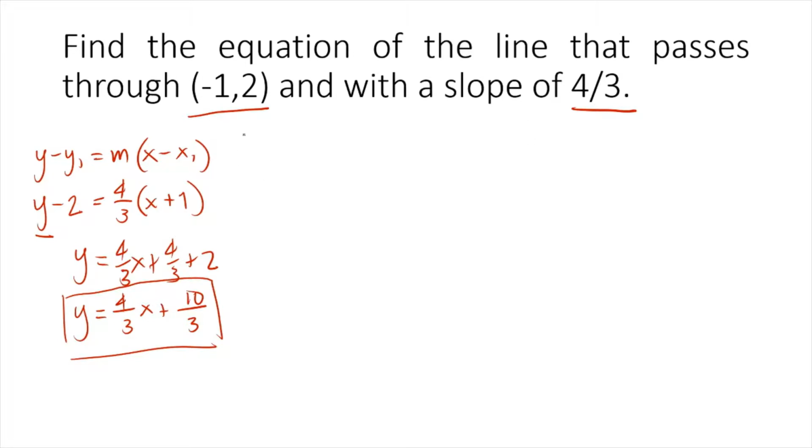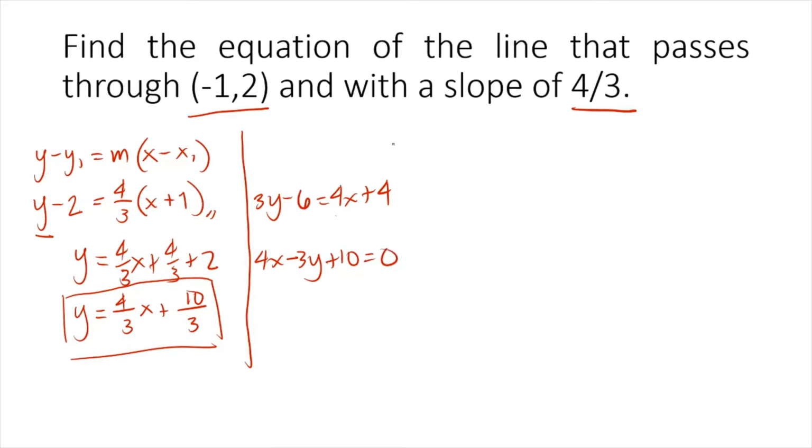or we can express the equation in its general form. From here we can multiply both sides by 3 so that we get 3y minus 6 equals, what we'll be left with on the right side is 4 times the quantity x plus 1. If we distribute 4, we get 4x plus 4. Okay, so converting this equation into the general form, we get 4x, then transpose 3y, so it becomes negative 3y. Then transpose negative 6, so positive 6 plus 4, we get positive 10 equals 0. Okay?